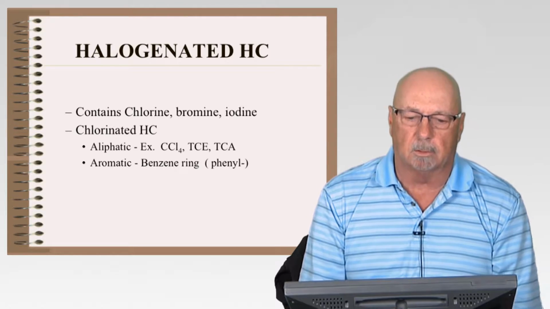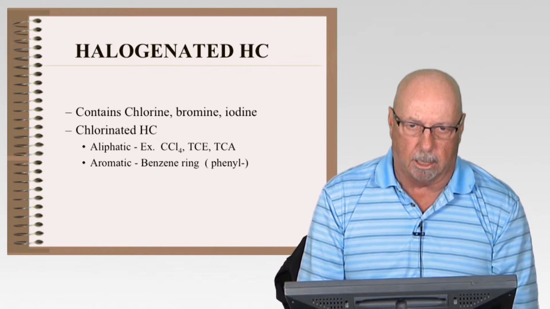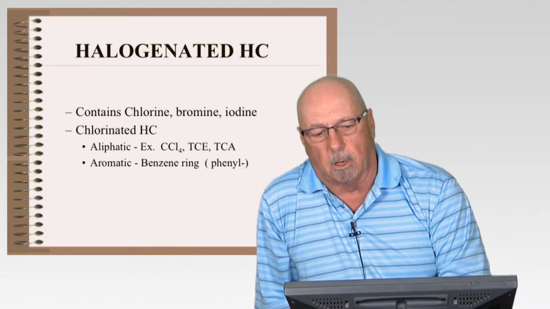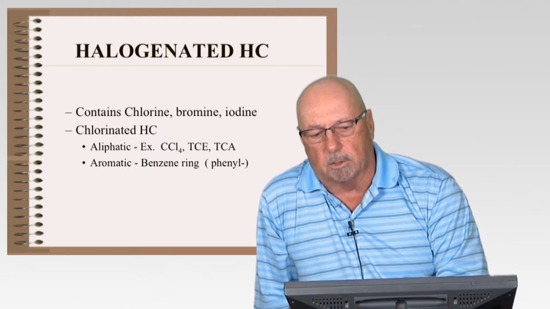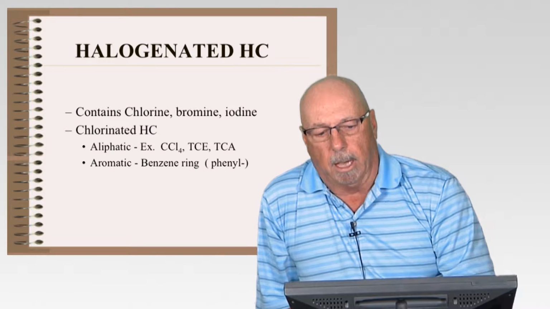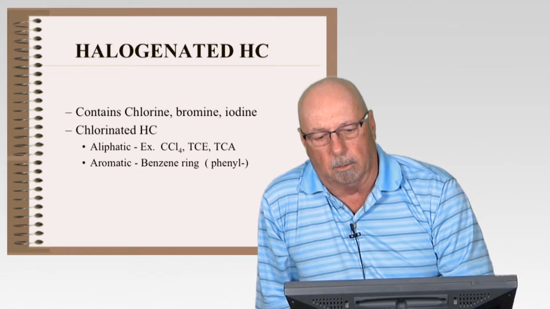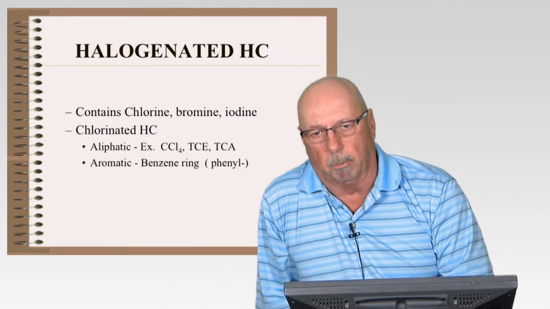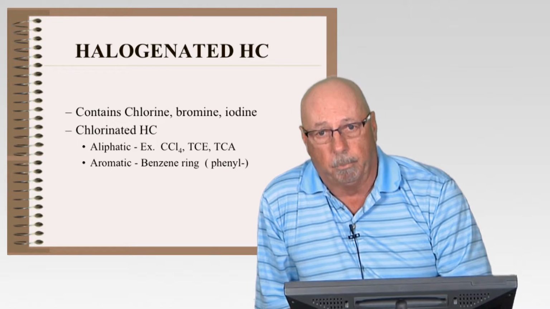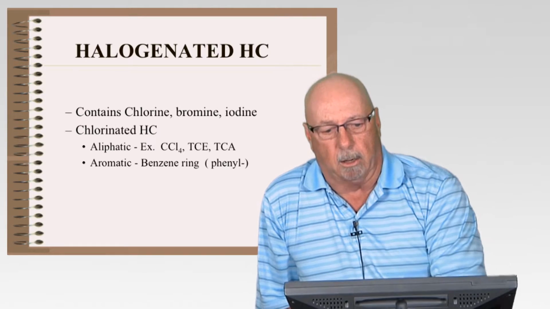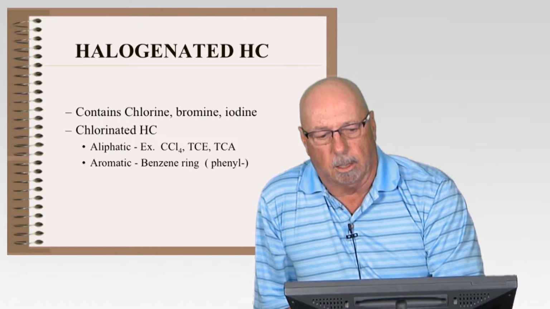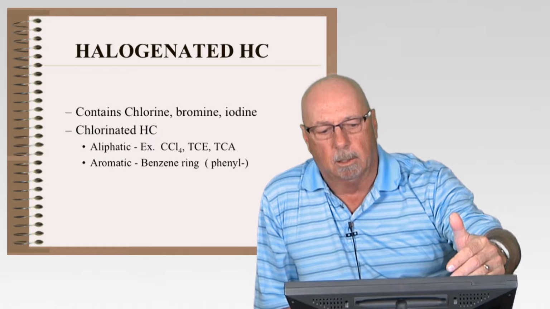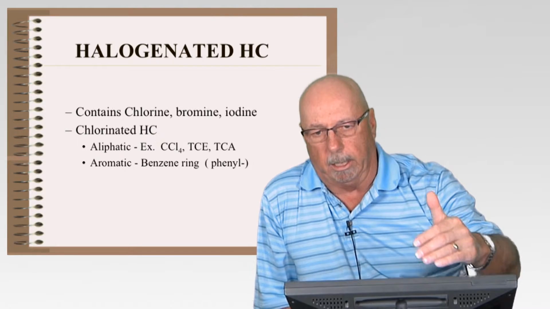Now you'll also come across reference materials to halogenated hydrocarbons. And what we're talking about here, anytime you see a reference to halogenated hydrocarbons, it essentially means that there's some kind of halogen compound that is bonded to the hydrocarbon structure. And most commonly, that halogen compound is going to be in the form of either chlorine or bromine or iodine. And again, we can further break down our halogenated hydrocarbons into chlorinated hydrocarbons and further break them down into either an aliphatic chlorinated hydrocarbon or an aromatic chlorinated hydrocarbon.